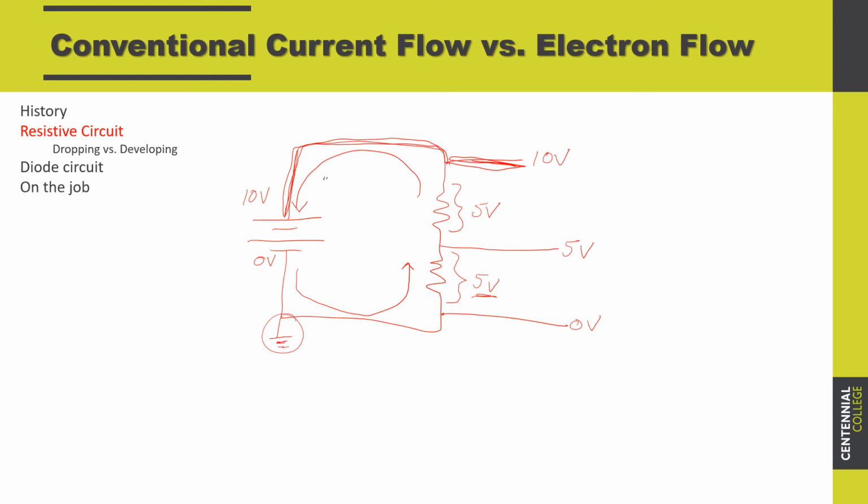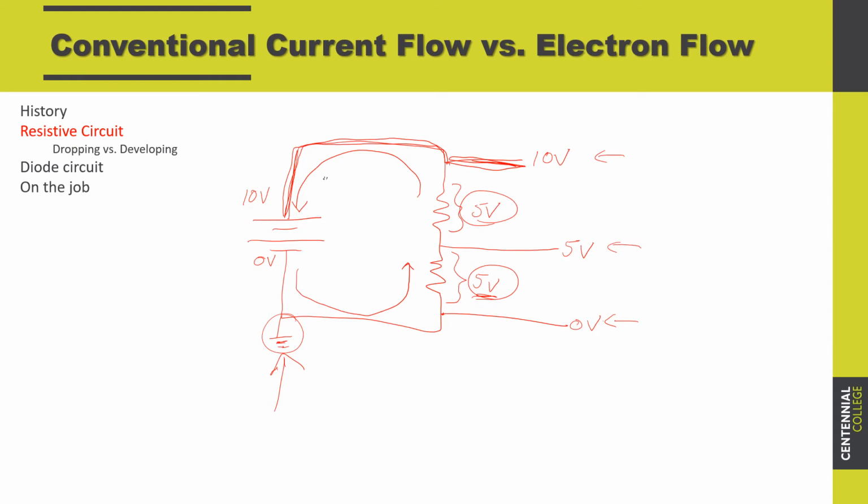If I measure around the resistor, 5 volts. If I measure around the resistor here, 5 volts. But if I put my one lead on ground here, then I will see 0 volts, 5 volts, and 10 volts as I measure around the circuit. All right, that's described in electron current flow theory.